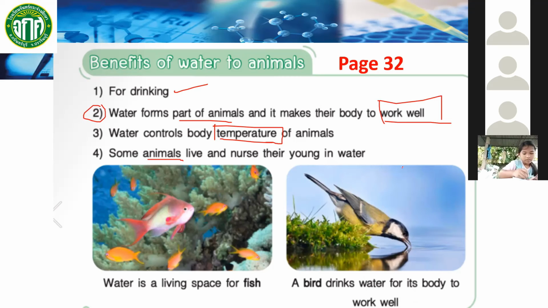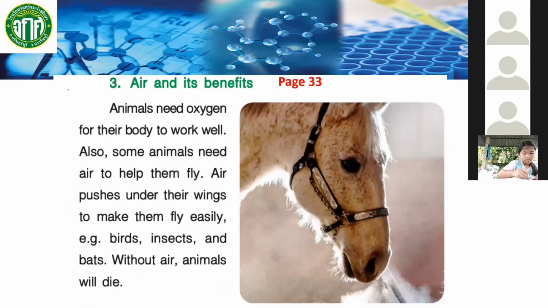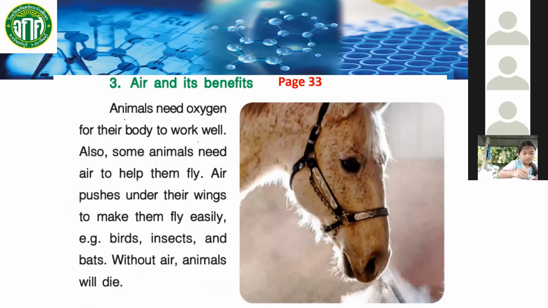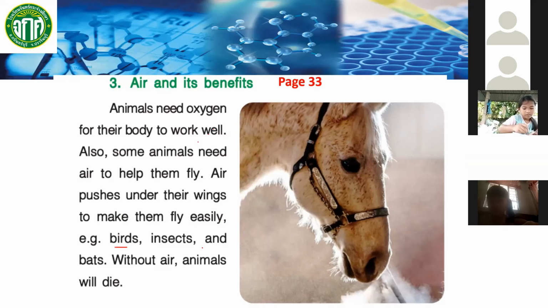Next, number 3, the air and its benefits. So what are the benefits of air to the animals? Animals need oxygen for their body to work well. Also, some animals need air to help them fly, right? Air pushes under their wings to make them fly easily. Examples are birds, insects, and bats. Without air, animals will die.